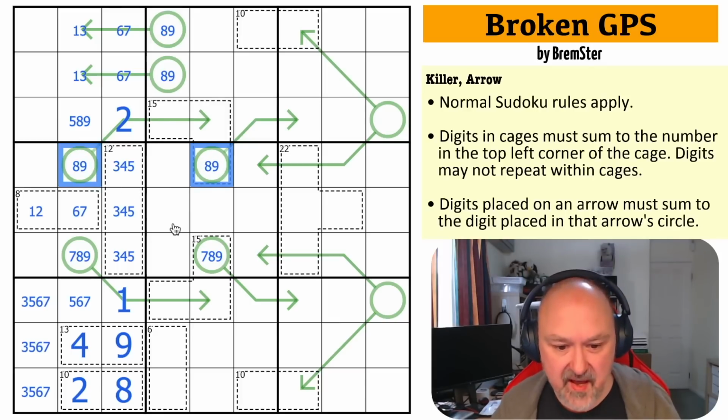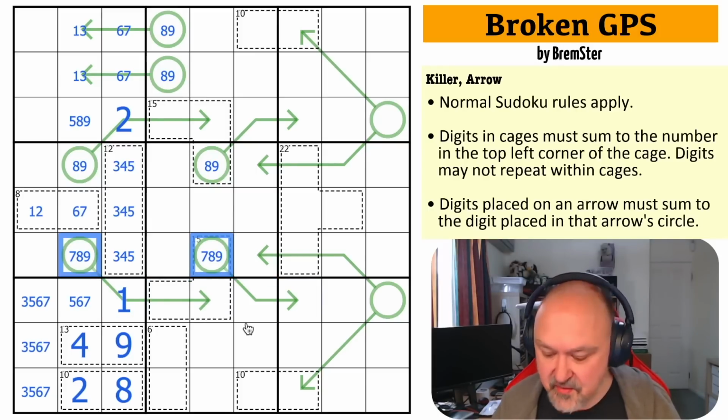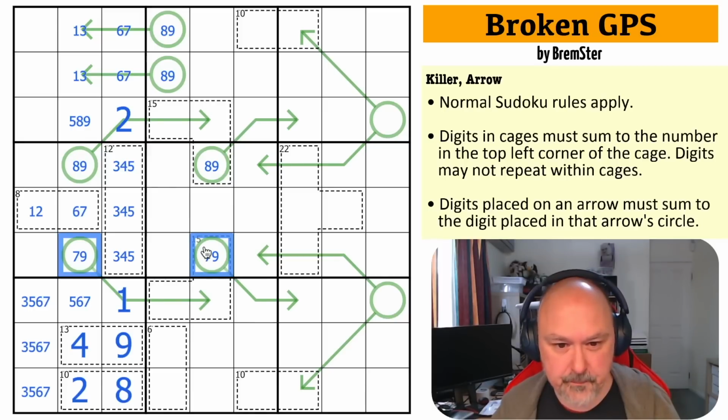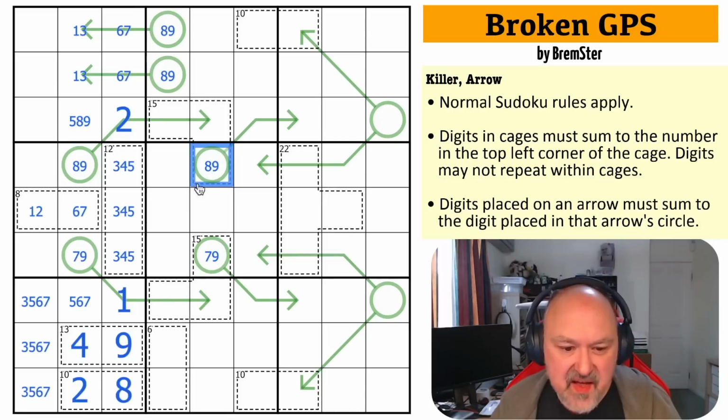So that's an 8, 9 pair. These sum to 15 for the same reason. And these sum to 16. So those are a 7, 9 pair. If that's a 9, that's an 8. Yeah, if that's a 9, that's a 7, and that's a 9.